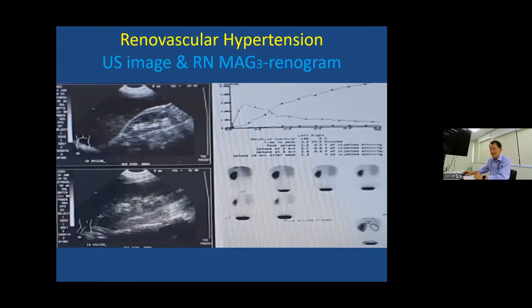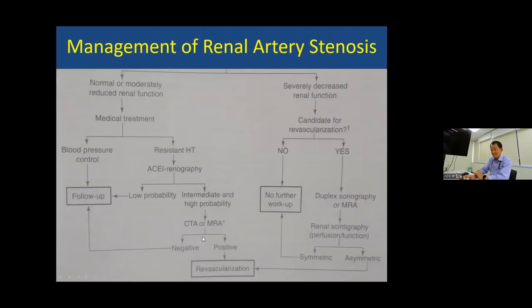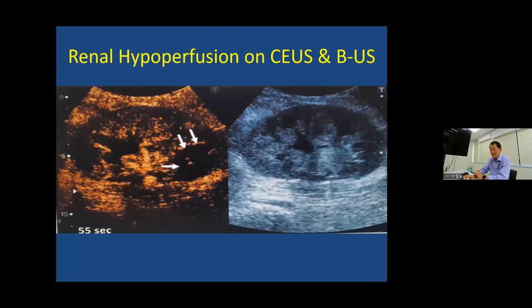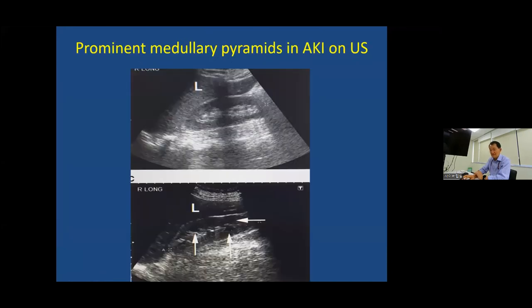Okay, so again, compared to this side, the other side has vascular obstruction. So for renal artery stenosis, the Doppler ultrasound can show it, but the angio shows ultimately more details. Okay, so I don't have much time. I have to move fast. So for hypoperfusion, ultrasound with a contrast agent can now show areas of decreased contrast enhancement, cystic lesion.